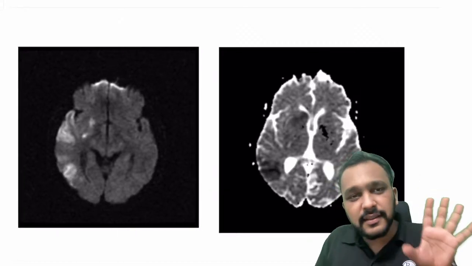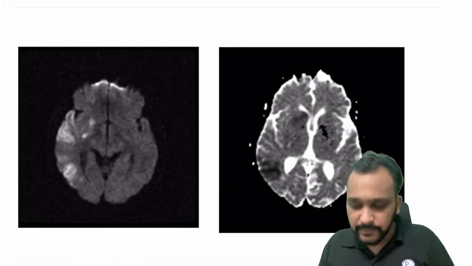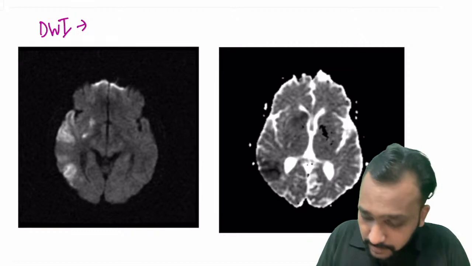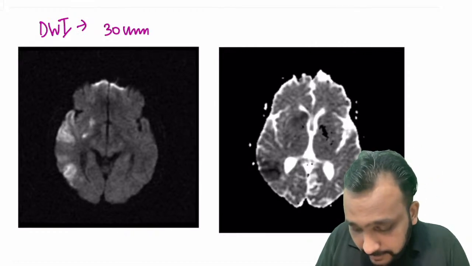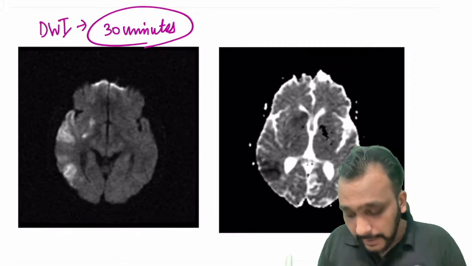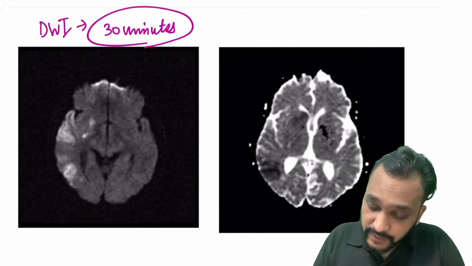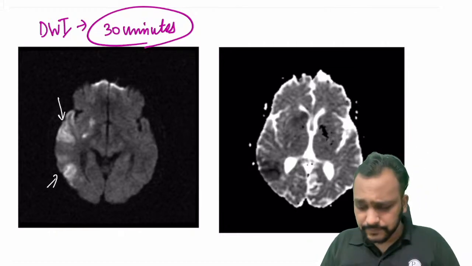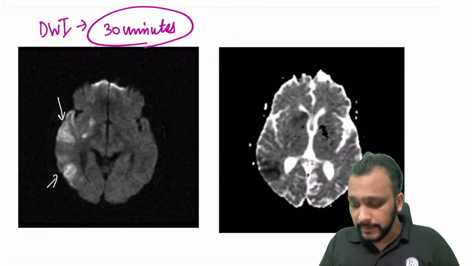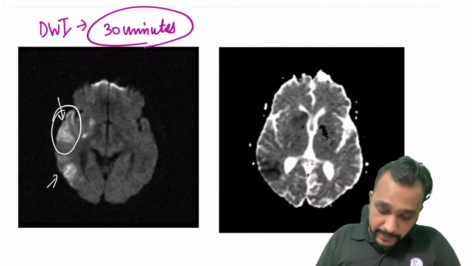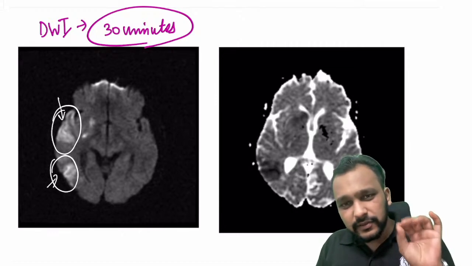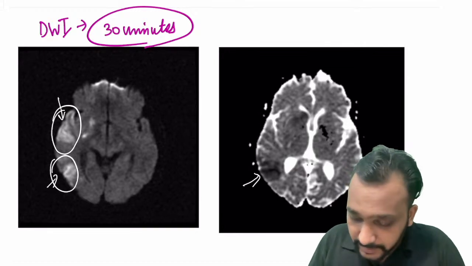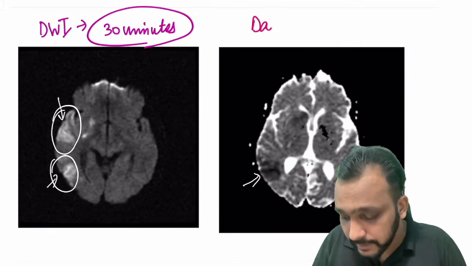So guys, this is the same patient that is presenting with left-sided hemiparesis. And what do you see? On the diffusion weighted images, the features will appear as early as 30 minutes, okay? And on the diffusion weighted images, you will see that there will be areas of hyperintensity within the cerebral cortex, right? And if you look at these areas on the corresponding ADC map, the same area on the ADC map is appearing dark.